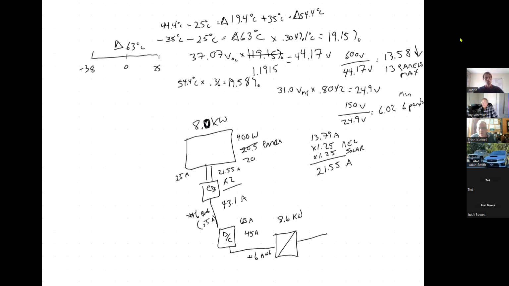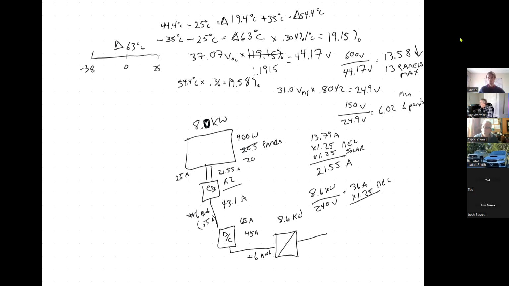So in this case, I could take 8.6 kW. We know it's going to be 240 volts. 8600 divided by 240, we end up at 36 amps. And we take that times 1.25. We don't have to do the solar variability because we're on this side of an electronic device that evens that out. But we still have the NEC safety margin.